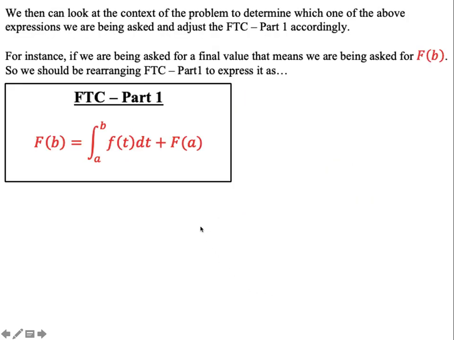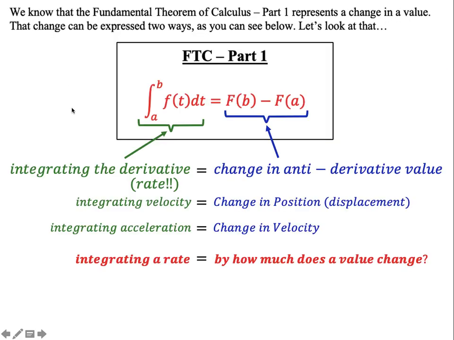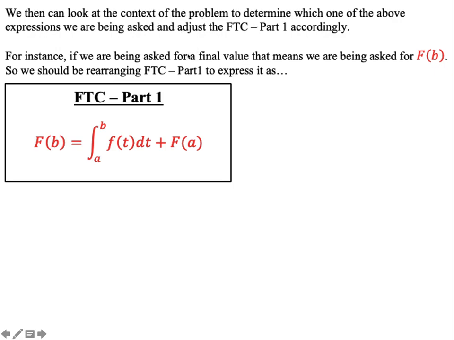Let's take a look at a variation, because this is a really common variation, and we've used this too. We would call these initial condition problems. We can look at the context of the problem to determine which one of the above expressions we're being asked for, and adjust the fundamental theorem of calculus part 1 accordingly. When I say which one of the above expressions, if you're looking at your notes, this is all above. So which one of these expressions are we being asked for in the question, in the context of the problem?